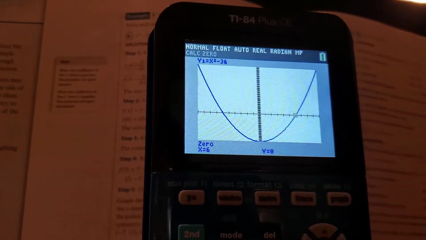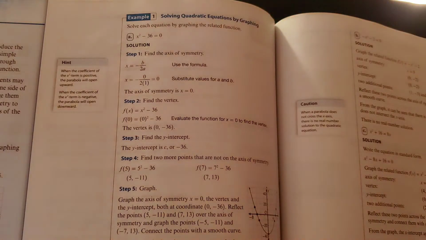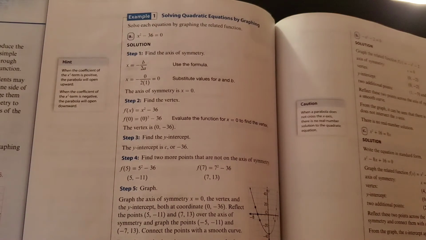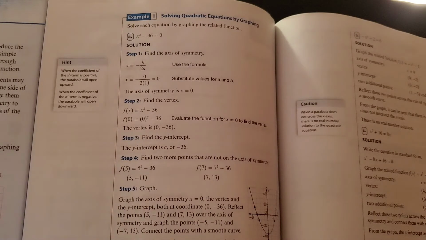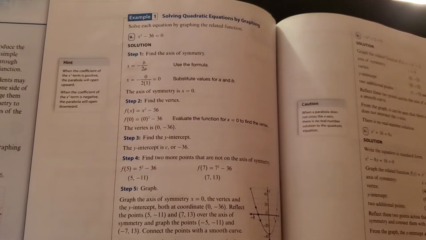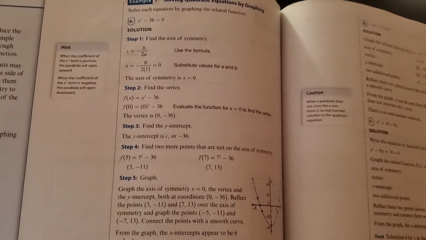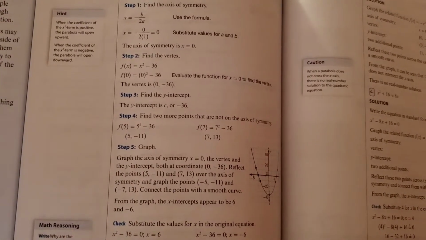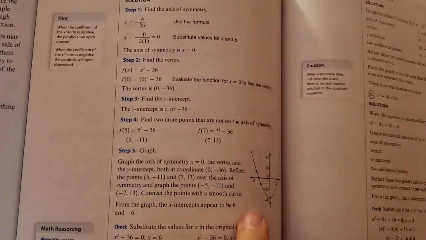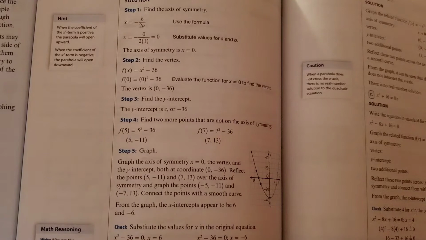Well, let's see what your book says the answer is, okay? So according to the answer in the book, let me adjust the camera so that you can see. You see, from the graph, the x-intercepts appear to be 6 and -6. Well, how do you know? That's exactly what we got in the calculator, and that's why I told you I already taught you step 1 through 4 before in a previous lesson, so I'm not going to teach you that today. But I did teach you in the calculator. So now let's move on to example 2.